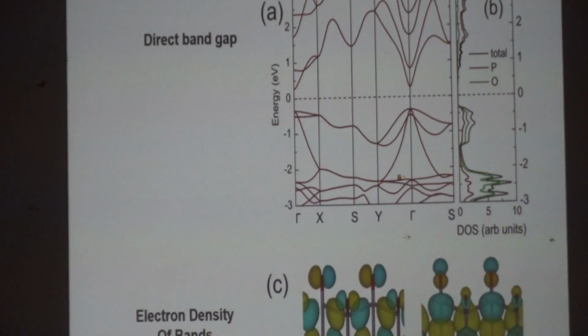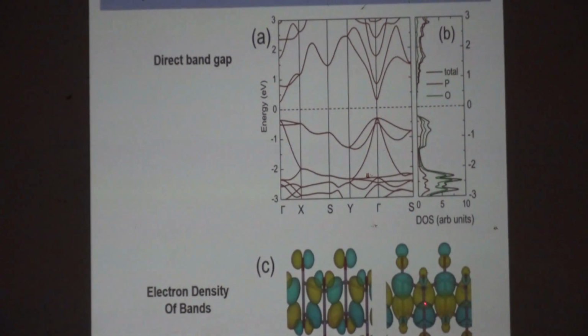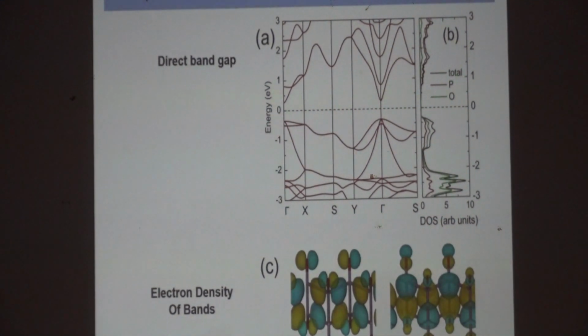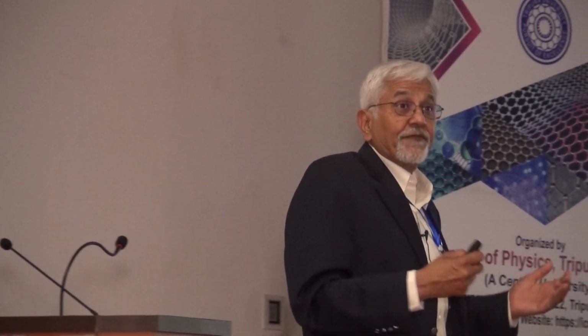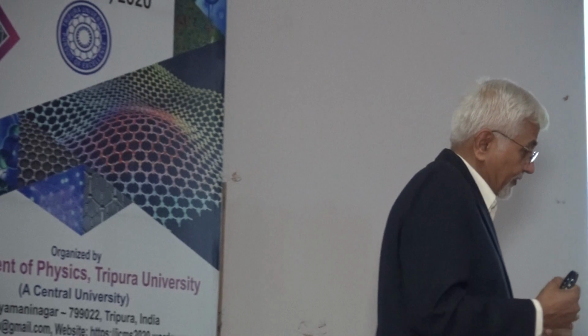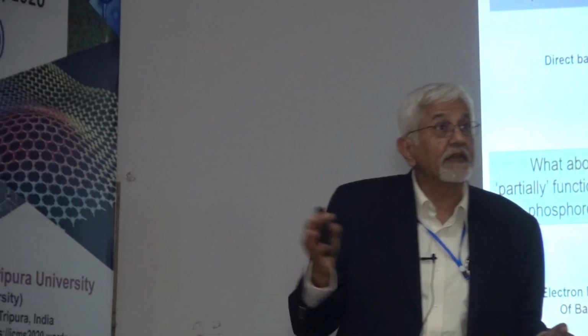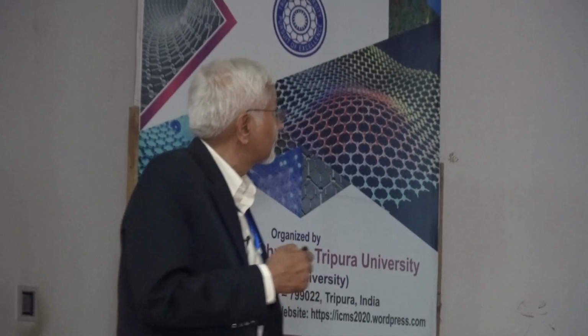And if you look at the electron density of bands, this is the maximum of valence band, minimum of conduction band, and you have hybrid sort of orbitals coming in, crystal orbitals, forming these valence and conduction bands. So this is a fully sort of functionalized, a fully oxidized monolayer of phosphorine. Let's see what happens when we vary the functionality. What about the partial functionalization?